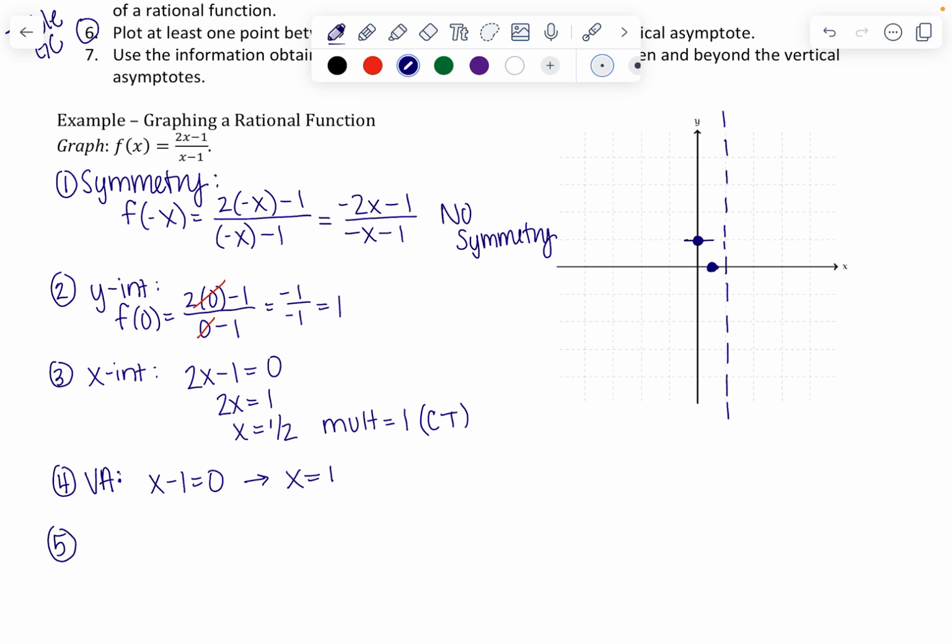Fifth, we're going to find our horizontal asymptote. So the degree of our numerator is 1, and the degree of our denominator is also 1. So these are equal, which means that we look at our leading coefficients. So y equals 2 over 1, or just y equals 2. So I'm going to go up to 2 on our y-axis, and I'm going to make a dashed horizontal line.